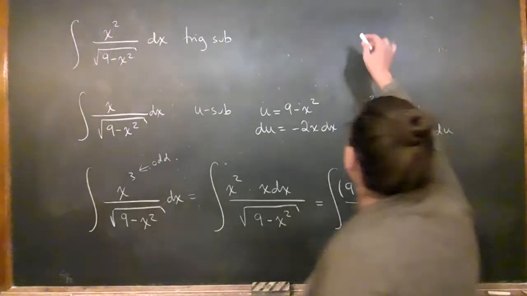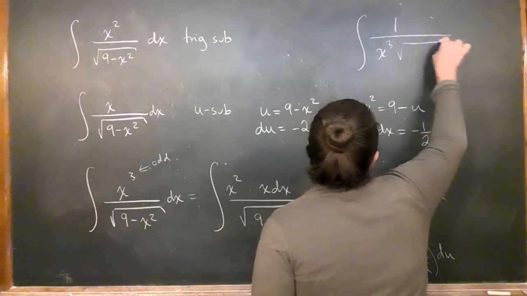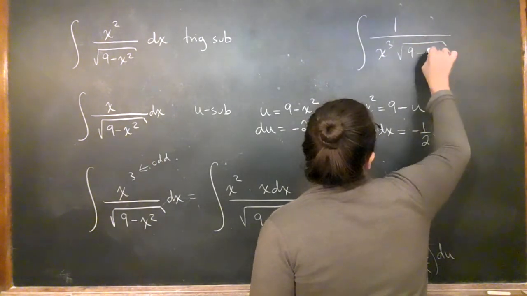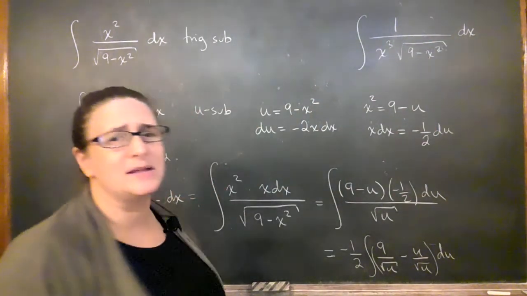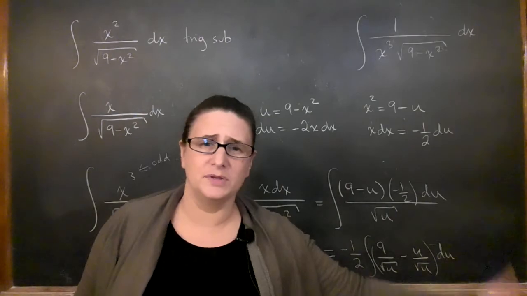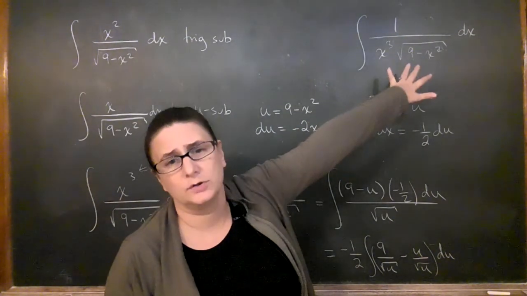So if I had like this, x cubed over square root of 9 minus x squared dx, yeah, it's an odd power, but it's in the denominator. I can't really put it with a dx and make this substitution. It doesn't work. So for this one, I would have to use trig sub as well.